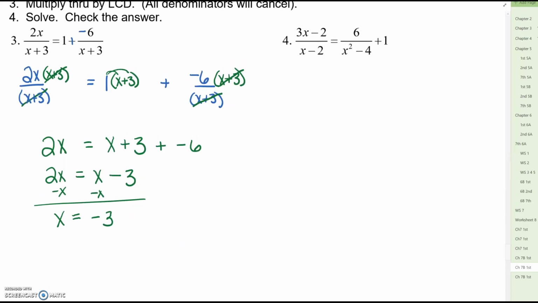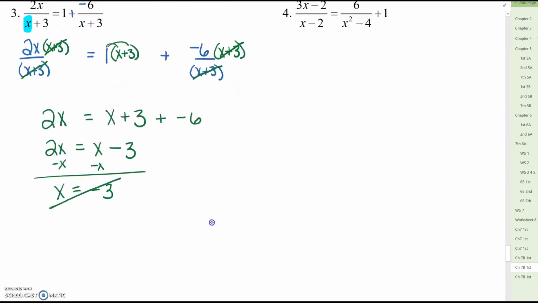Now, do you notice in the directions this suggestion right here? Check the answer. We do need to make sure that our solution doesn't create a denominator of 0. What happens if I plug negative 3 into that first x on the bottom? Negative 3 plus 3 is 0. We can't have a denominator of 0, so that solution doesn't actually work. If our only solution doesn't actually work, then what is our answer? No solutions.